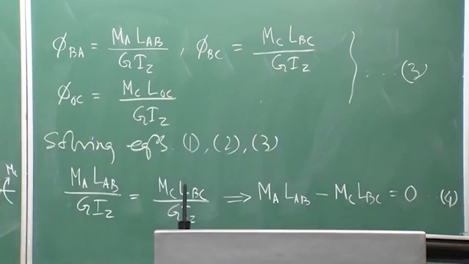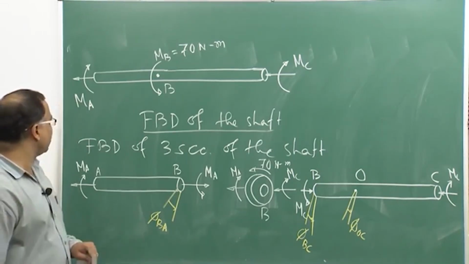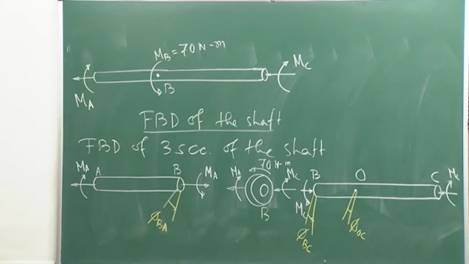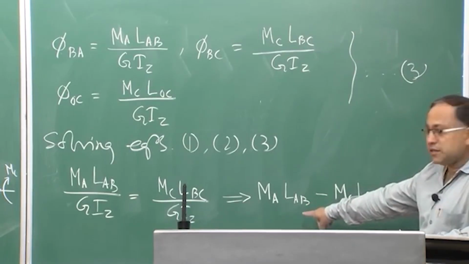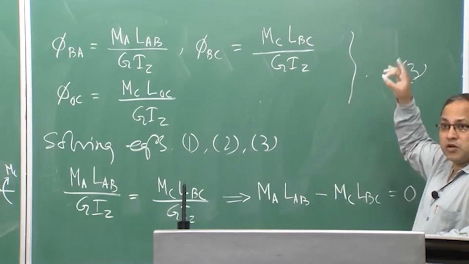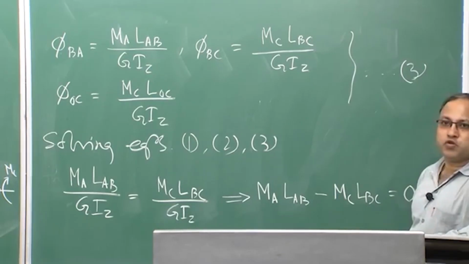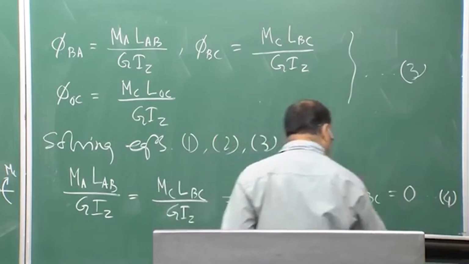So, LAB and LBC both are known to me, yes or no? Yes, of course. LAB is given as 0.6 meter and LBC was 1.8 meter. So that is known to me. Now I have got two equations. This equation is the relation between MA and MC, and if you recall, equation 1 is also in MA and MC. These two equations can be solved, and from them we can get the magnitudes of MA and MC. Okay, let us do that.